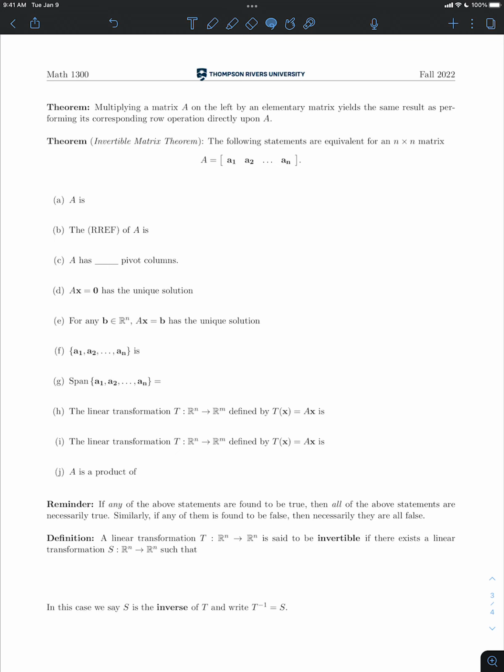So I promised you at the beginning of this section that one of the things we'd look at is what exactly it means to say that a matrix is invertible. So this next theorem is referred to as the invertible matrix theorem. Some books will call it the fundamental theorem of invertible matrices.